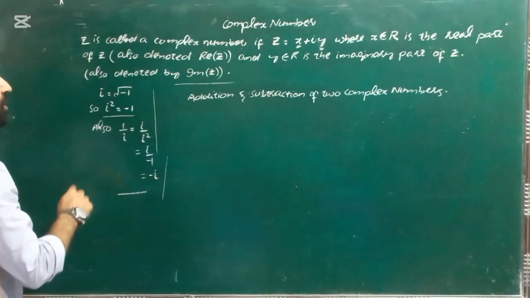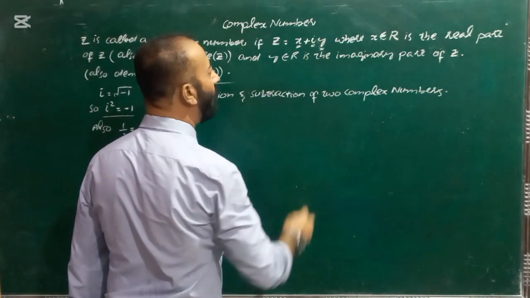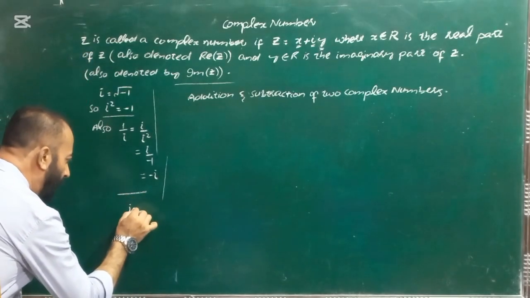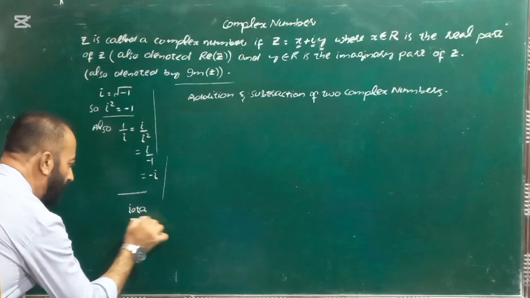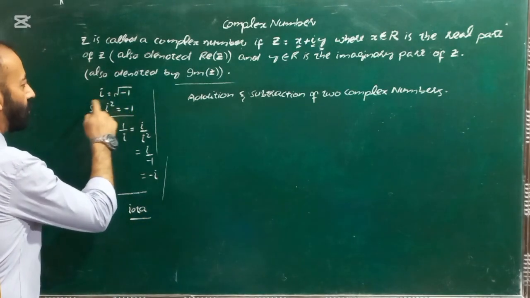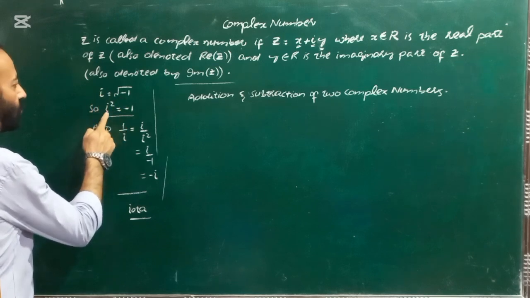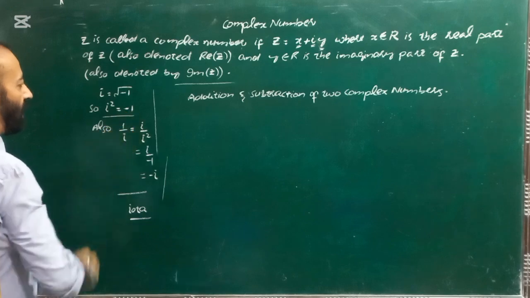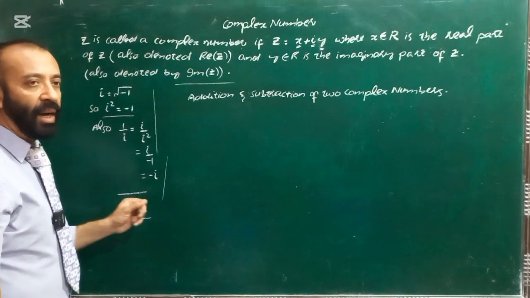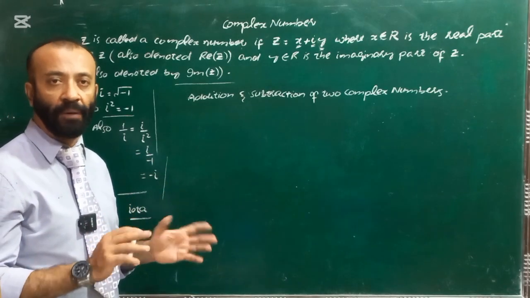The next thing you have to understand and remember: this small i is called iota, and here is its spelling: I-O-T-A, iota. Iota's value is the square root of -1, and if we take the square of both sides, iota square will be equal to -1. Likewise, another important concept is that iota and minus iota are reciprocals of each other.